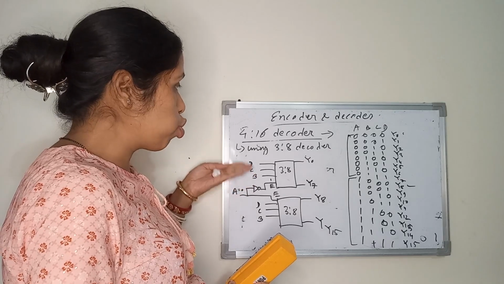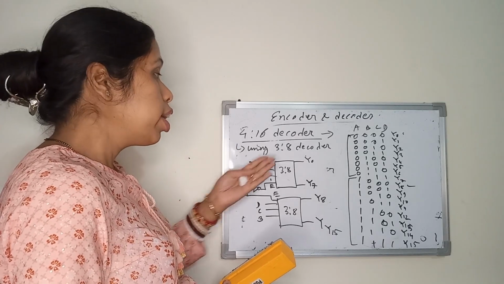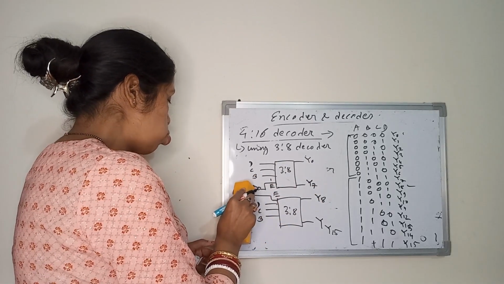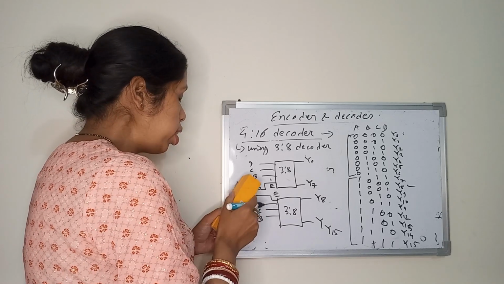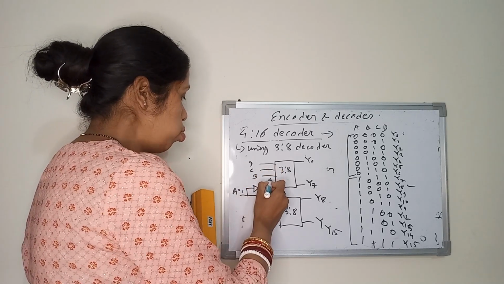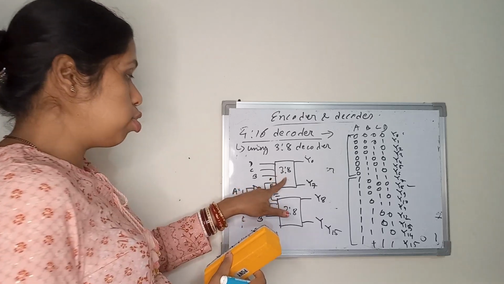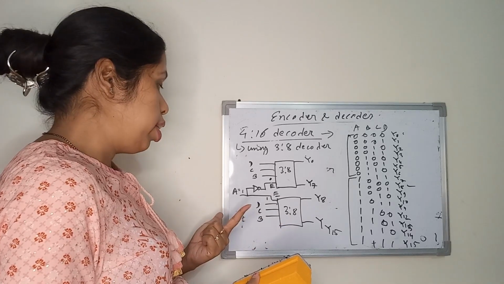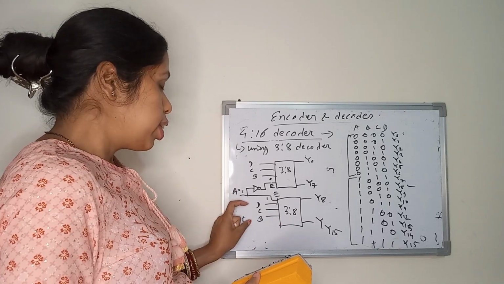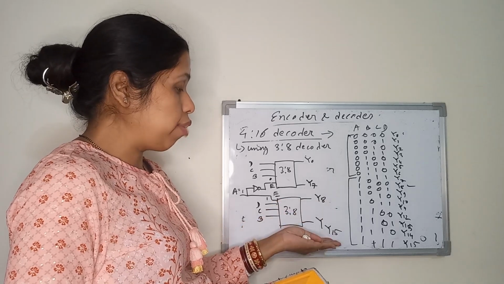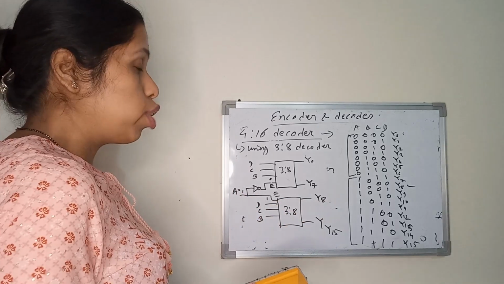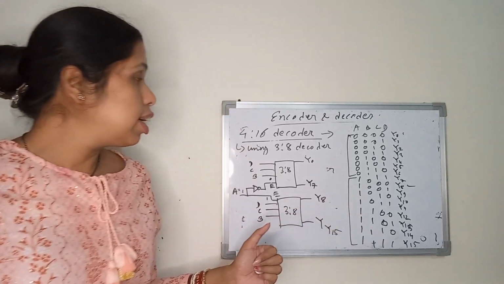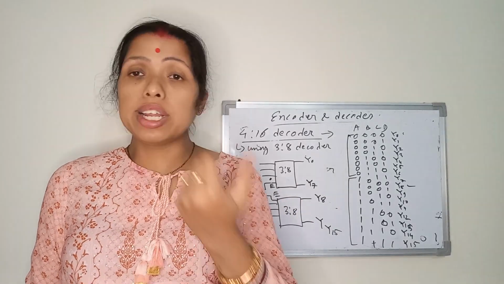When you give this 3-input combination 0 0 0 to 1 1 1, y0 to y7 data will be selected. Now if your A is 1, this will be 0 and this will be 1. So this decoder will be disabled and this decoder will be enabled. So when you are giving A as 1, then y8 to y15 data will be collected from the 4:16 decoder. Okay, so in this way we can design the 4:16 decoder using 3:8.